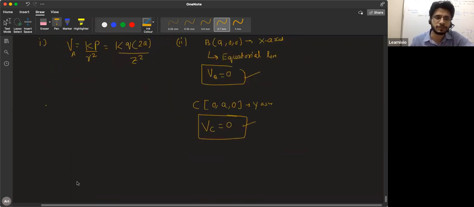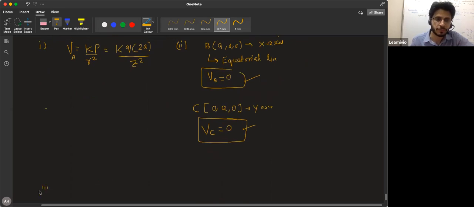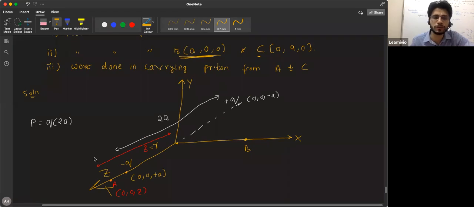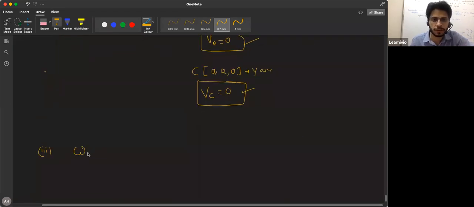In the third part, we need work done to carry a proton from A to C. Work done in carrying a proton from A to C. Alia, what is the formula to calculate this work done?